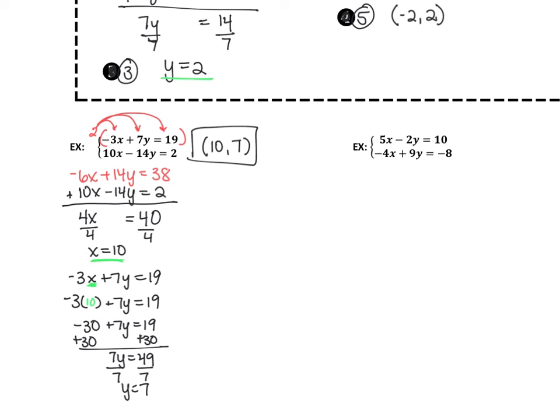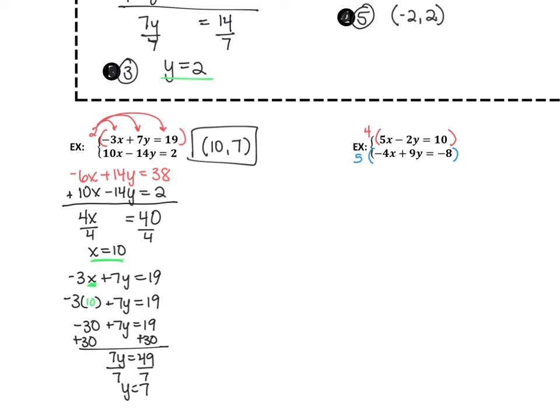Okay, so let's think about our x's. If I wanted to eliminate my x's, what number do both 5 and 4 go into? They go into 20. So since they both go into 20, I would need to think about what I could multiply this top equation by to make the x's 20. And I could multiply this top equation by 4, and that would give me 20x. But then I would need to multiply the bottom equation by 5 to give me 20x down there, or negative 20x down there. So that's one option.